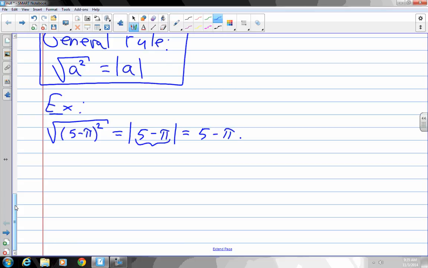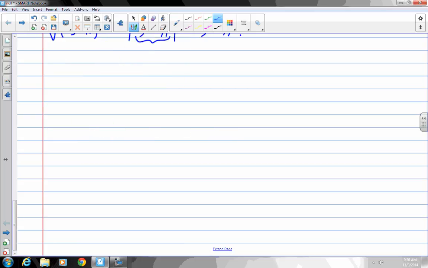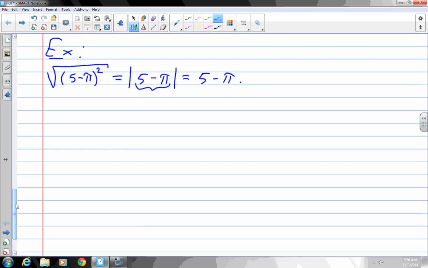So when you're taking an absolute value of a number that's already positive, you don't have to do anything. But if you take the absolute value of a number that is negative, for example, if I give you the square root of 2 minus pi squared, something like that, we'll start with the same process. The way you drop the square, you just take the absolute value, 2 minus pi.